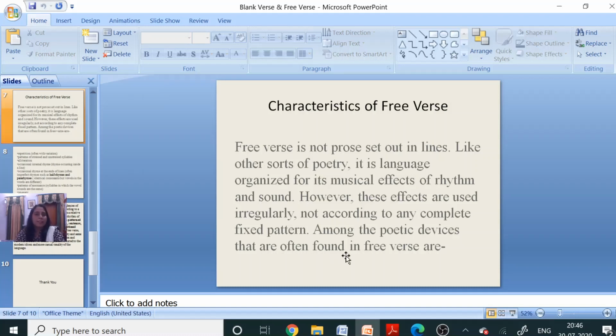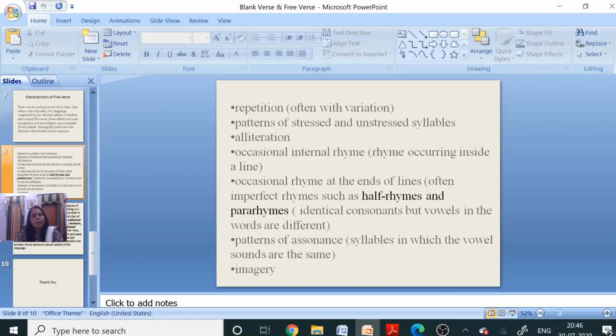And the poetic devices that are found in free verse are these things you can find in a free verse poem, and these are those attributes, those things that give music to any poetry. Repetition. This repetition can be with a variation. It can be repetition of words or repetition of lines coming at intervals, not regular intervals, of course. And there is an internal pattern of stressed and unstressed syllables.